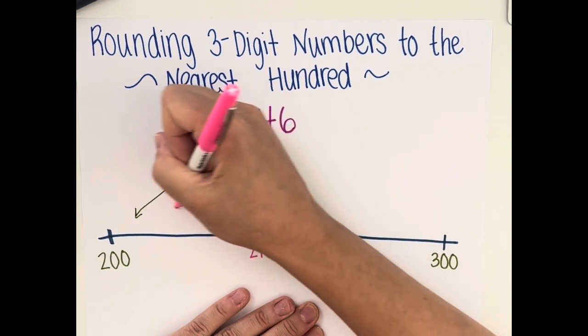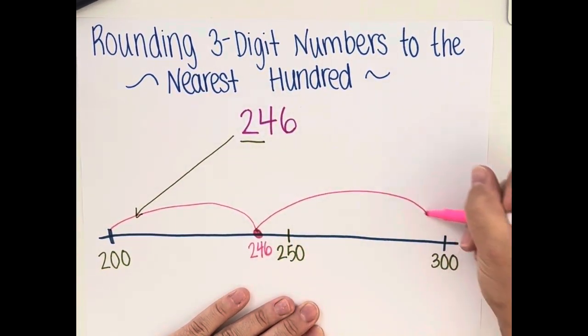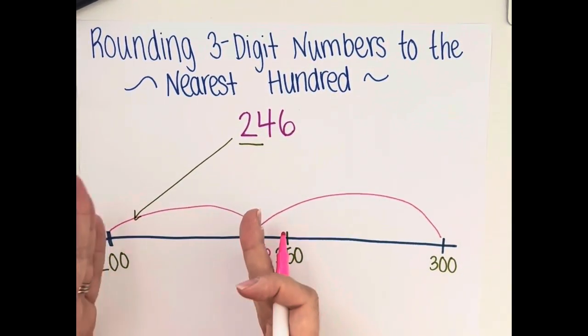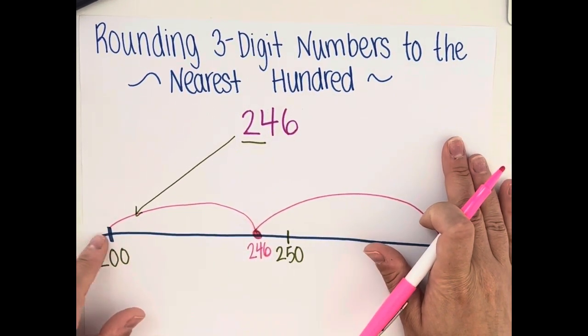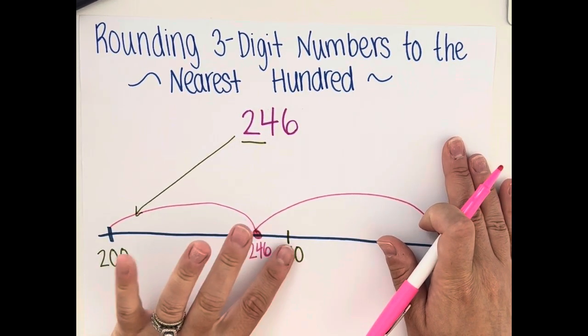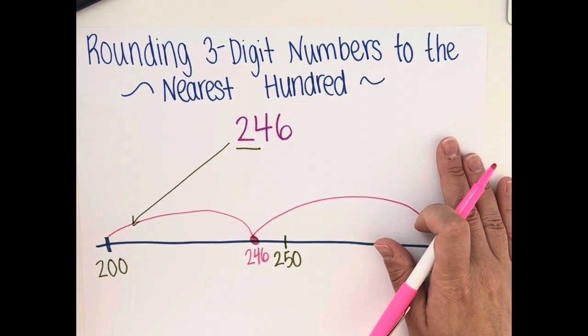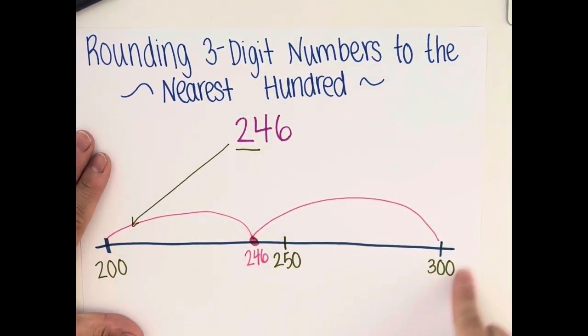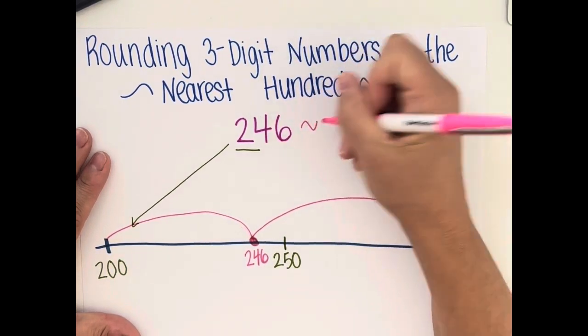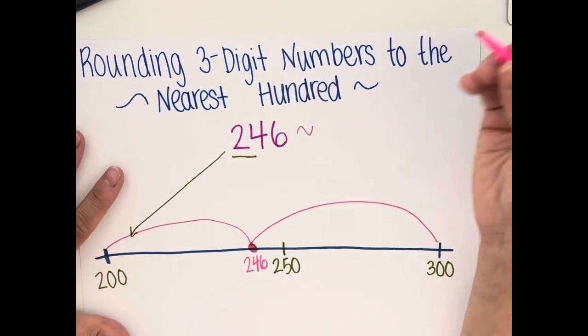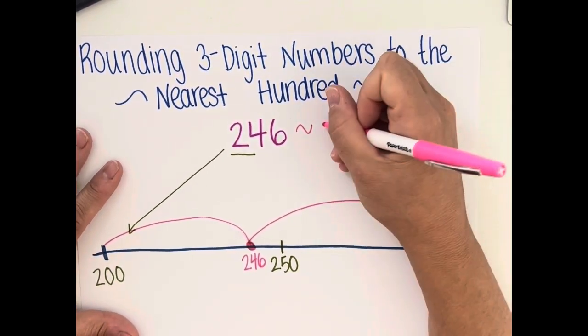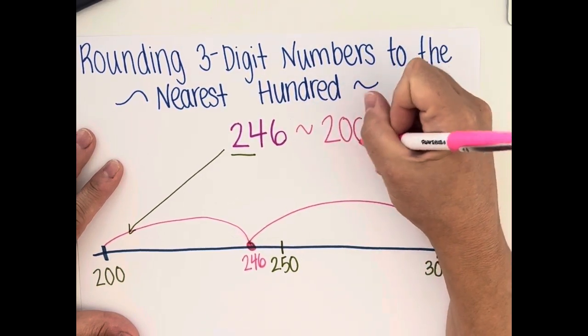Now, since it is before the midpoint, we look at our two options again, and we can see that it is closer to 200. Anything before that midpoint is going to be closer to 200. So using this great visual, we can clearly see 246 when rounded to the nearest 100 is going to be 200.